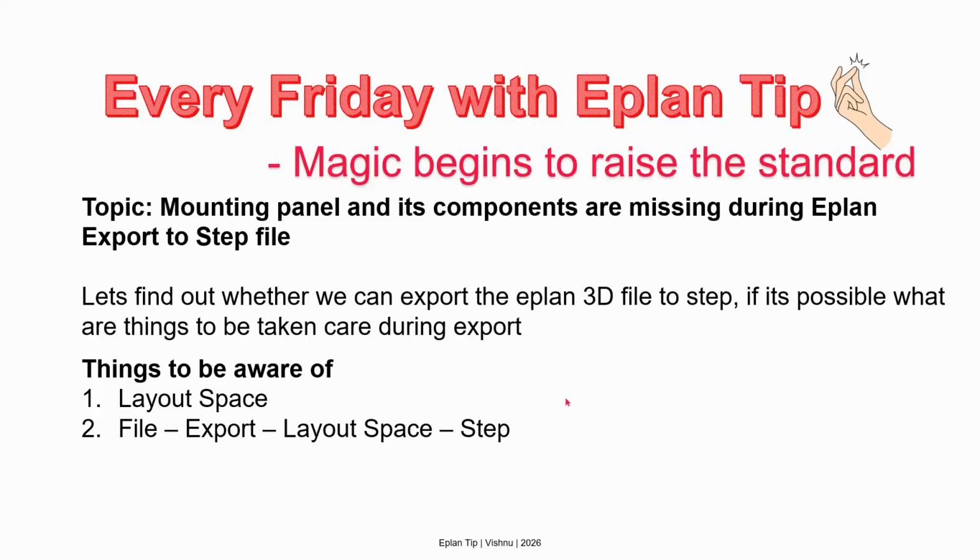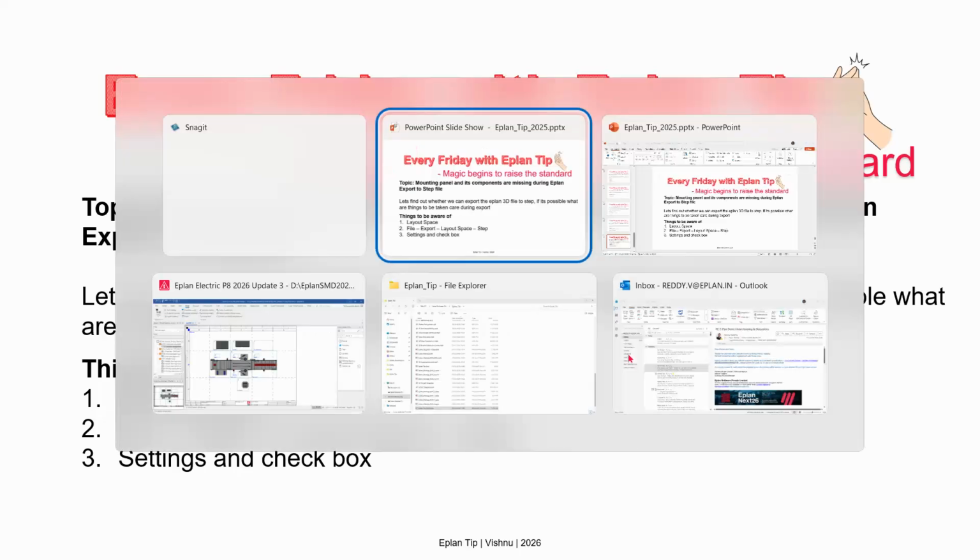Second, we should know that if I created anything in the layout space, how do I export it and how do I convert that into a STEP file? And once I have converted that into the STEP file, let us explore the settings and checkboxes: why I'm not getting the mounting panel and components, and what all the other things are possible with the help of a STEP file. So without delay, we will quickly switch to Eplan.